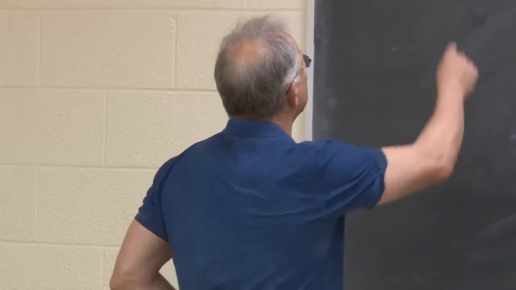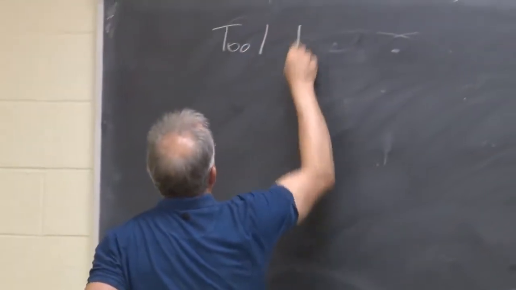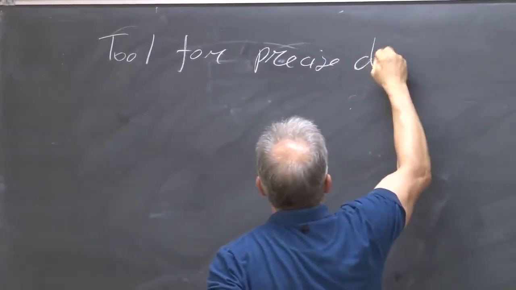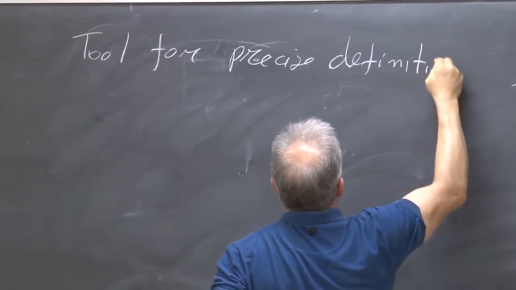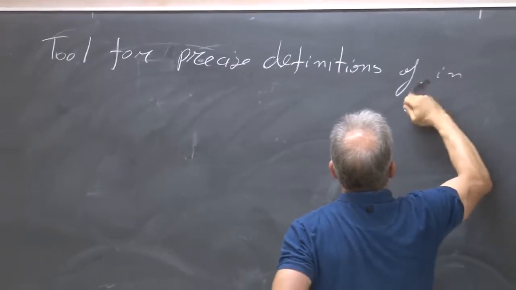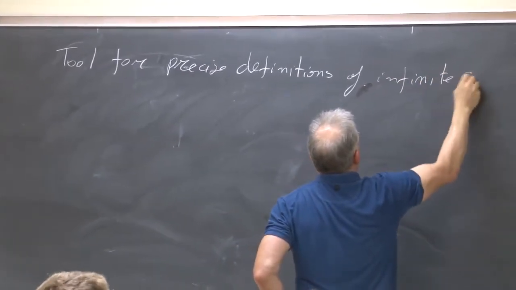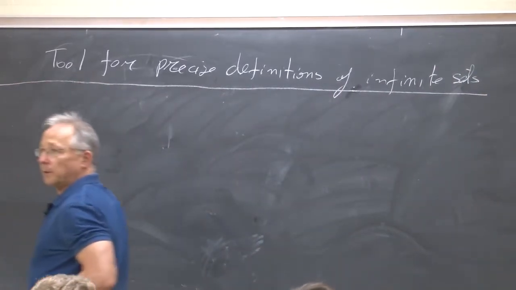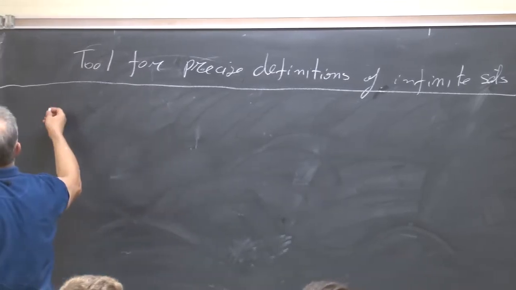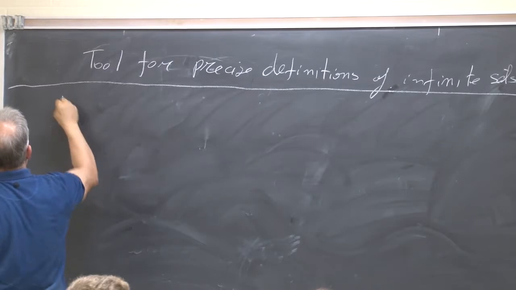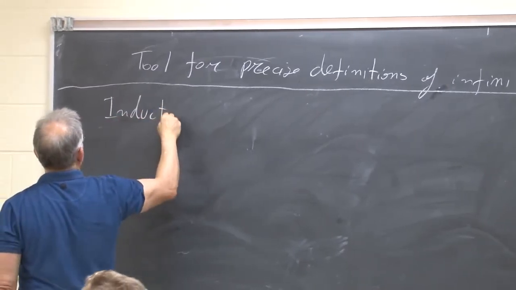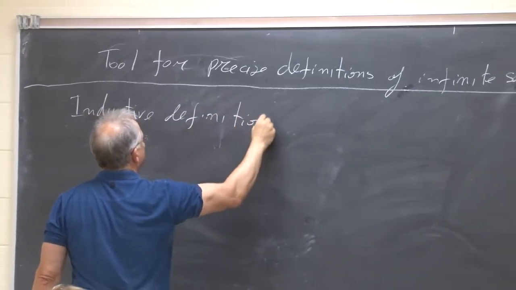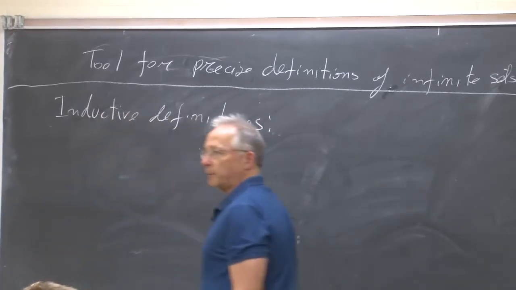So the new tool, we're talking about a tool for precise definition of infinite sets. And that's what we want to discuss now. And the tool was what I called inductive definitions. And the inductive definition consists of three components.